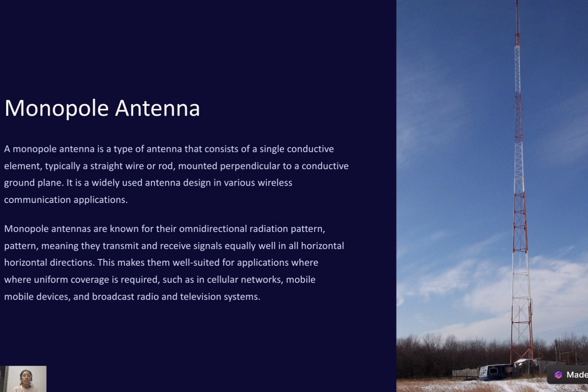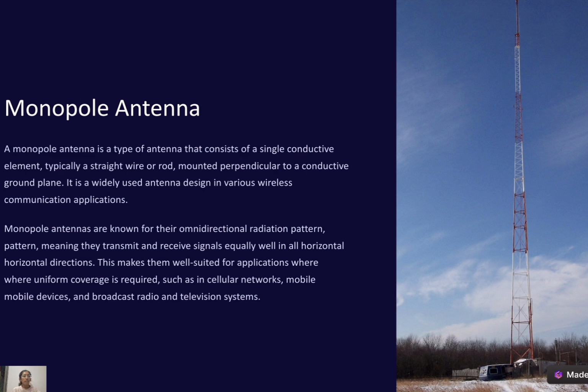The second one is the monopole antenna. A monopole antenna is a type of antenna that consists of a single conductive element, typically a straight wire or rod, mounted perpendicular to a conductive ground plane. It is a widely used antenna design in various wireless communication applications.